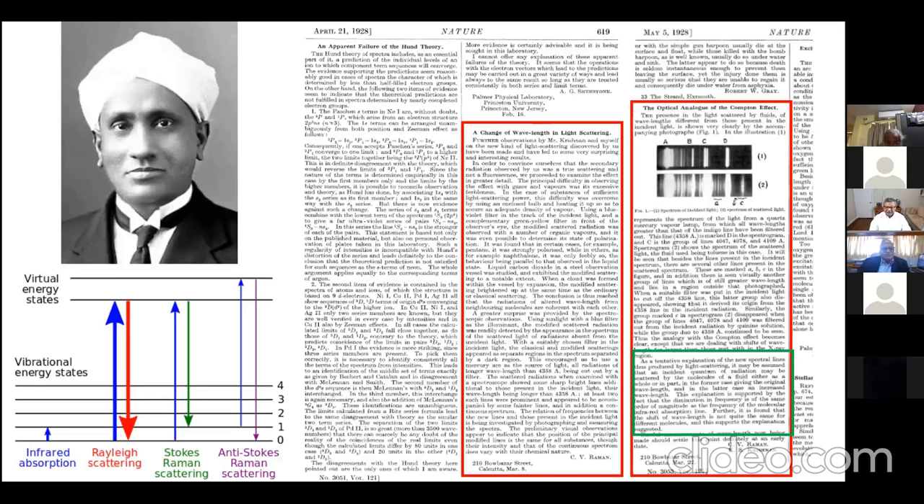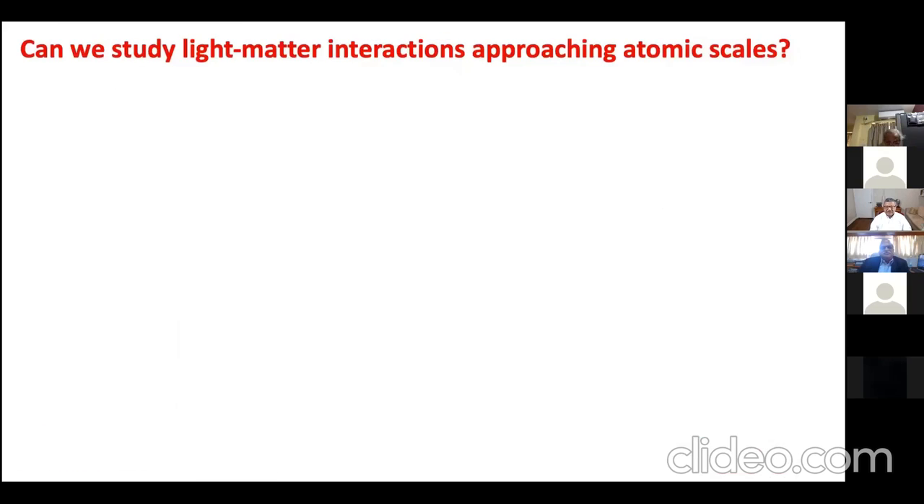While I'm going to talk about energy and climate, I couldn't let this opportunity go, so I did want to mention some of the work that's going on in my own lab on light-matter interactions. And the question we're asking is, can light-matter interactions be observed and studied approaching atomic scales? We know that molecules and single atomic defects in materials absorb light. The question is, can we image them? Can we understand and study them at the atomic scale? But there's a big problem with that.